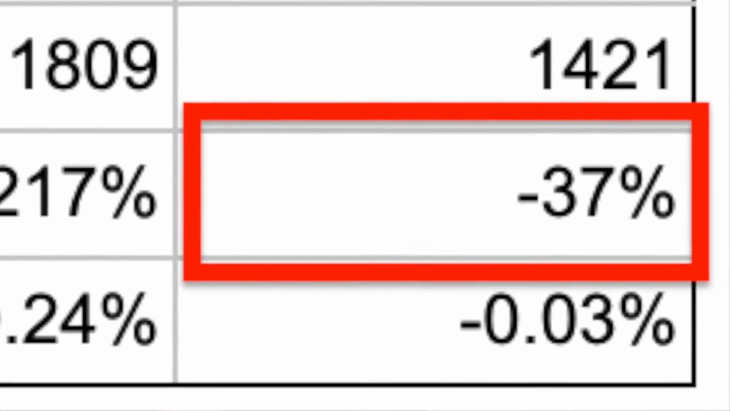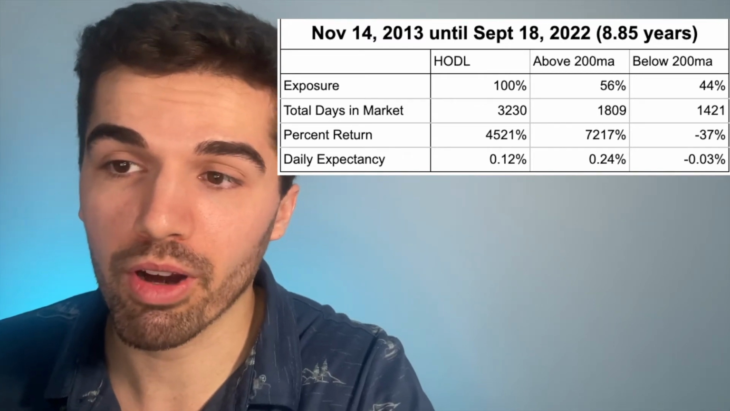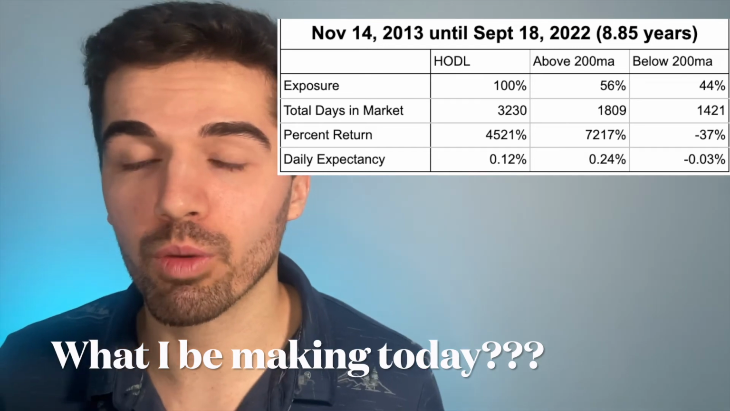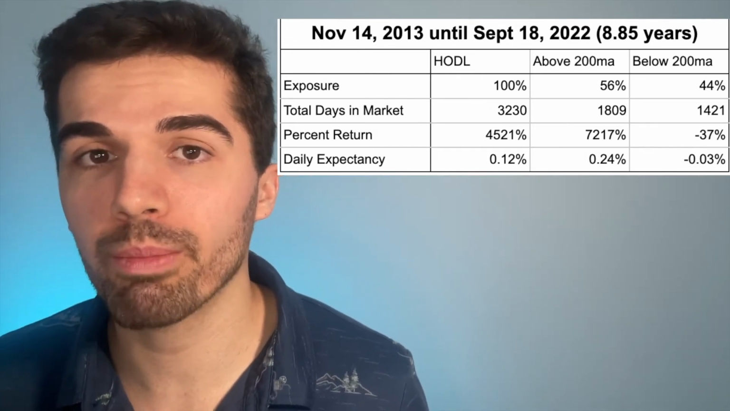So you could see that the trend is your friend and the 200-day SMA is your best friend. Now, this is the most important part in my opinion, which is the daily expectancy. So if you're in the market for 1 day, what is your average daily return compounded during that period?